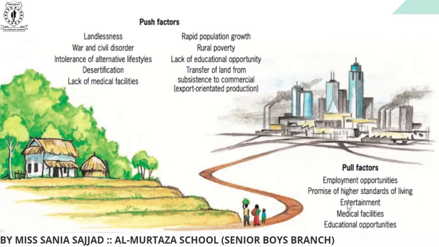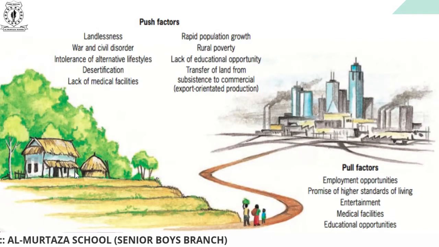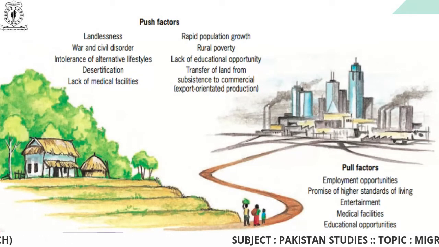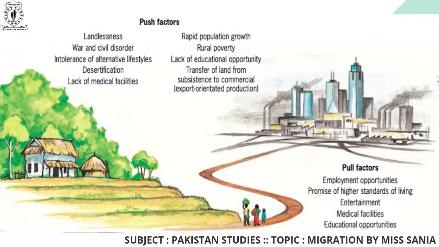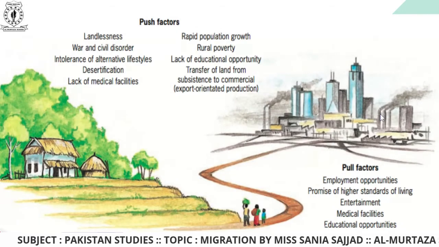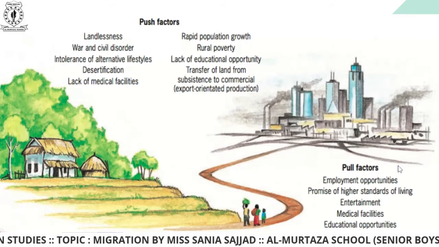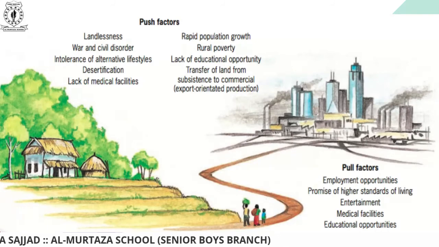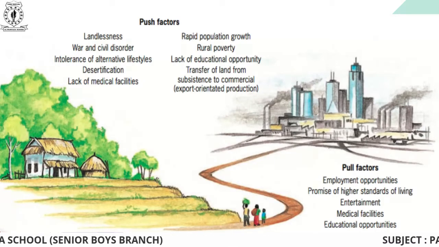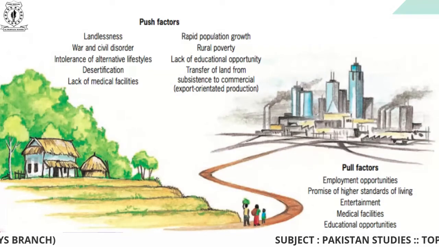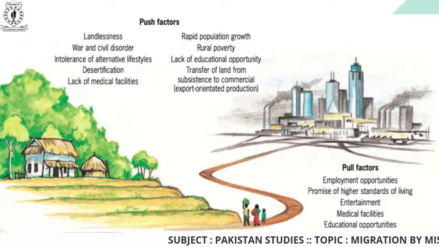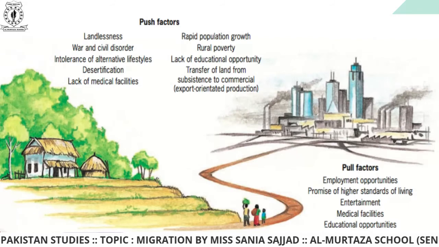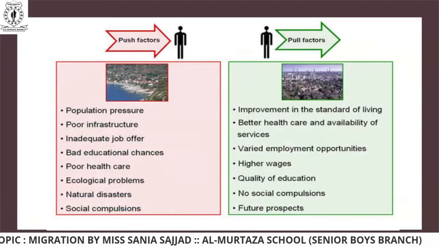Then coming towards the pull factors, you can see this is a very beautiful scenery in front of you. On the left side, it is basically the village life, and on the right side, it is basically the city life. And here they're showing the difference between both of them. Now, the pull factors: employment opportunities, the promise of higher standards of living, entertainment, medical facilities, and education opportunities. I am trying to explain with different points which are similar to one another so that if anything comes in the paper, it will be easier for you to answer.